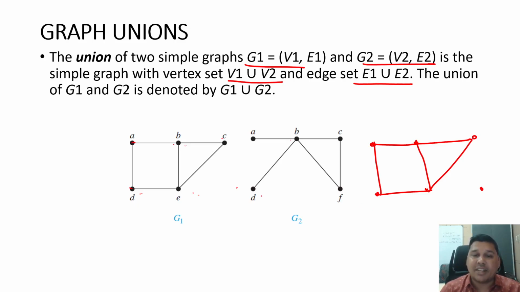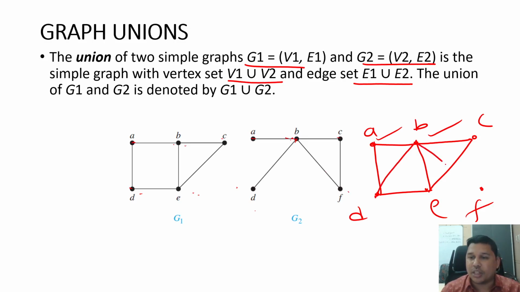Now what are the pending vertices? You have to union them. G1 part is over. Now you see, A to B exists here, satisfied. B to C, satisfied. B to D, I have to draw this line. Then B to F, I have to draw this line. Then C to F, I have to draw this line. So this becomes the union graph.